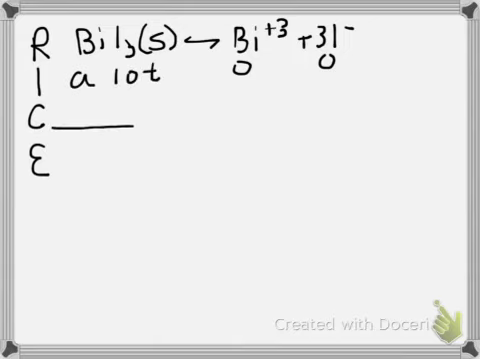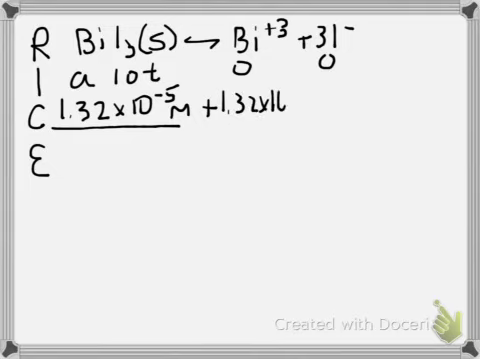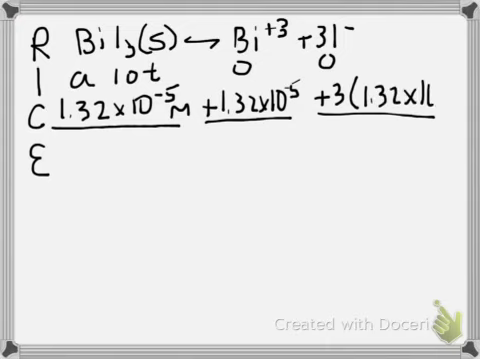Okay, again, this value right here, the changes, the amount that dissolves of the solid is the solubility. So we plug in that value, 1.32 times 10 to the negative fifth. And it gave it to us as molar, so we didn't have to do a conversion. This is plus 1.32 times 10 to the negative fifth. The iodide value is going to be plus 3 times that value, 1.32 times 10 to the negative fifth. Because again, the coefficient right there means that we need 3 times as much. So, those are the values there.